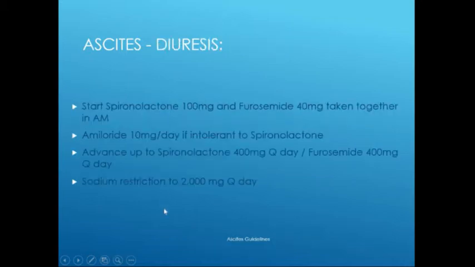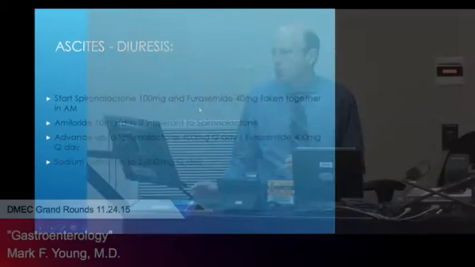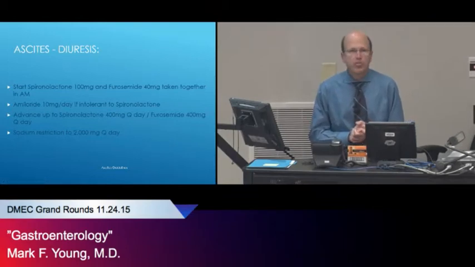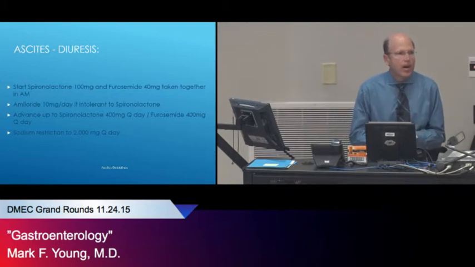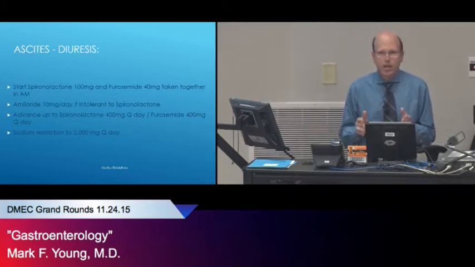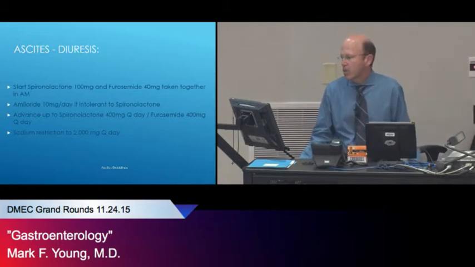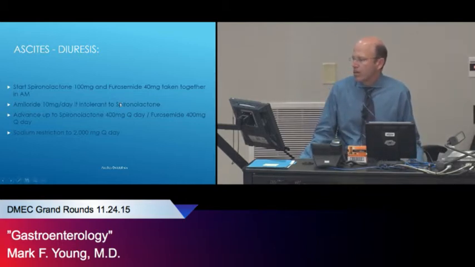As far as diuresis, this is a typo. It's not 400 milligrams per day of furosemide, it's 160 milligrams per day. I apologize for that. But the way that we treat ascites is a little bit different than it was several years ago. The doses of medications that we start out with typically are 100 milligrams of Aldactone and 40 milligrams of Lasix taken together. So I also oftentimes see patients in our clinic that come in with these split doses of Aldactone. There's no reason to do that. You can start out with 100 of that and 40 of the furosemide.